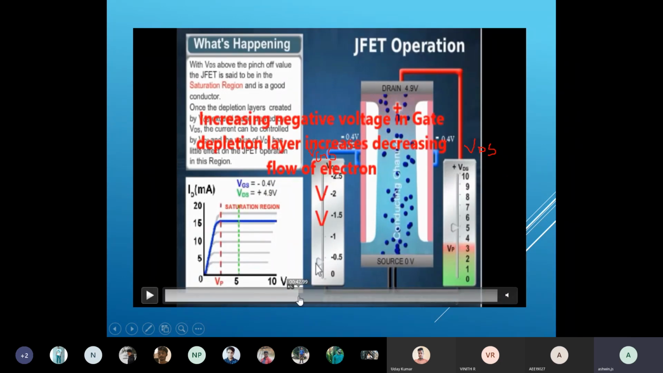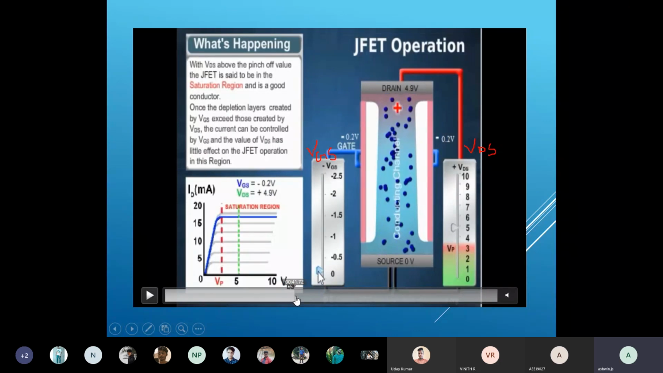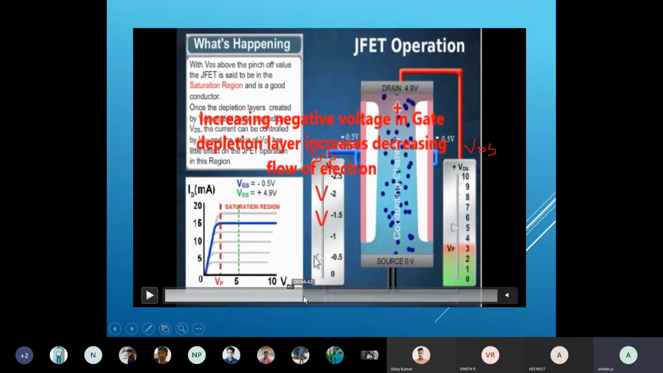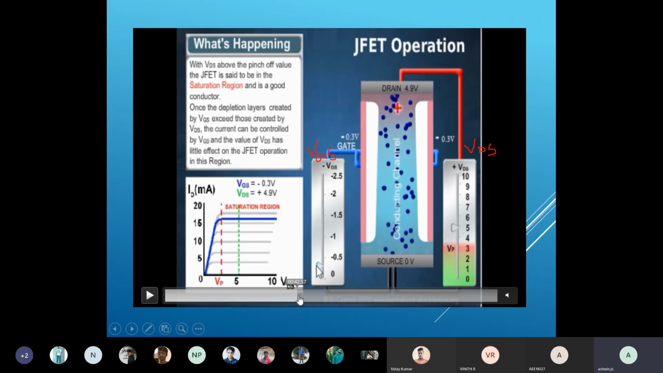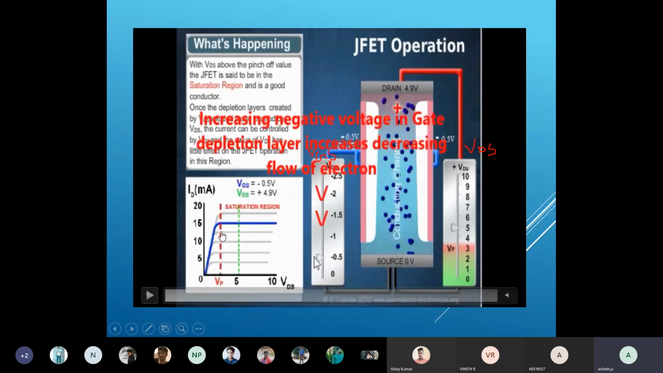Look at the graph. I am changing the gate voltage from 0 to minus 0.5. At that time, the amount of current is reduced to a maximum of 15. Sorry, if I keep the gate at 0, the maximum amount of current is about 18. If I keep the gate at minus 0.5, the current flow decreases to 15. Previously it is 18, now it is decreased to 15. Can you observe this, guys?